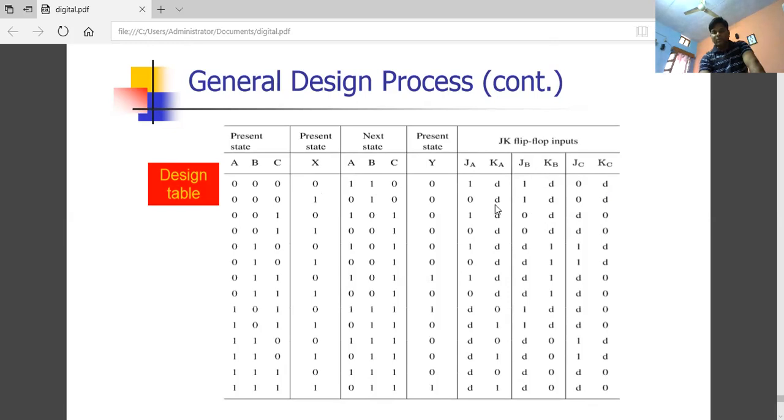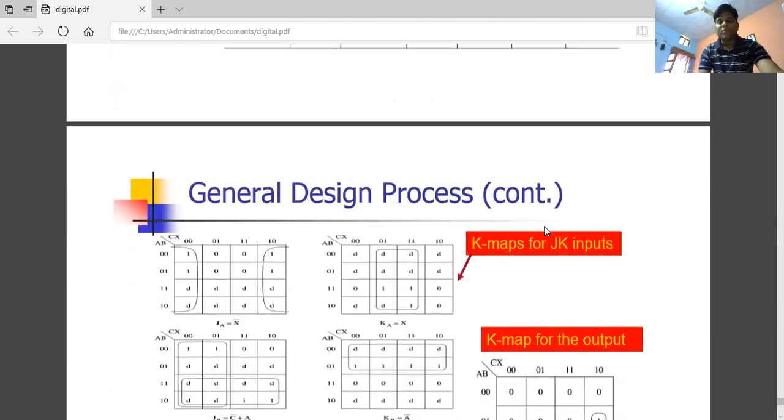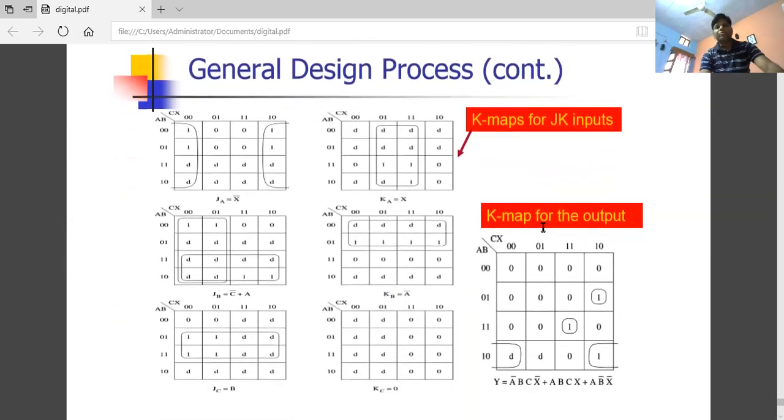So we have to fill in the excitation table according to the JK flip-flop, regarding the present state. What is the next state? We have to shift the JA value to A. What is the change, and what is the JK excitation table? In the excitation table, we have to fill in all the present state to next state transitions for the JK flip-flop. After that, we have to continue.